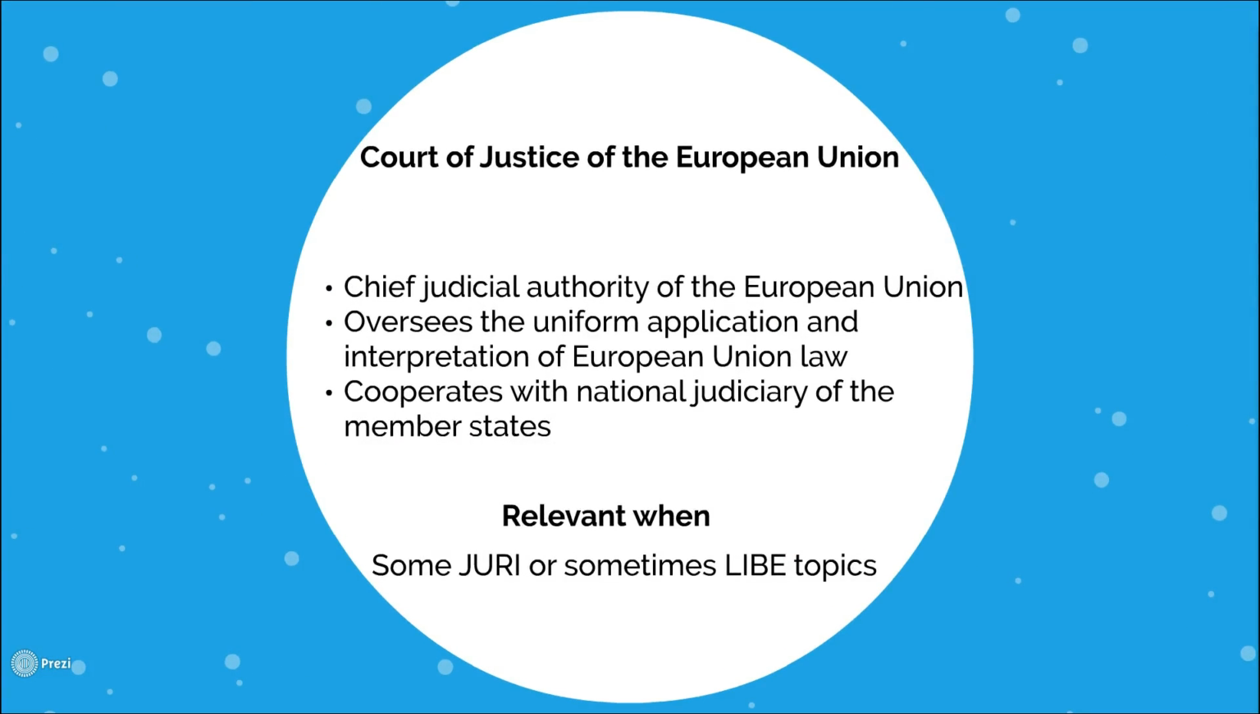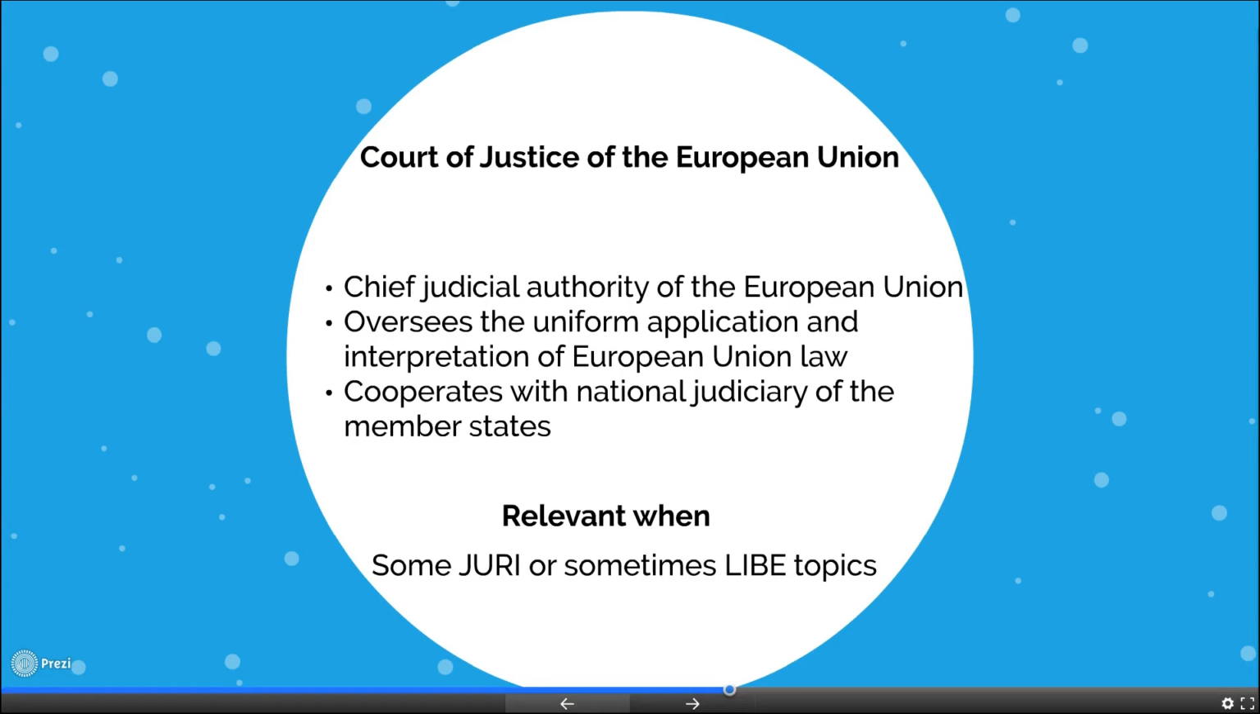The Court of Justice of the European Union is the chief judicial authority and oversees the uniform application and interpretation of European Union law. It also cooperates with national judiciaries of the member states. In an EYP context, the Court of Justice of the EU as an actor is only relevant in some JURI or LIBE topics.